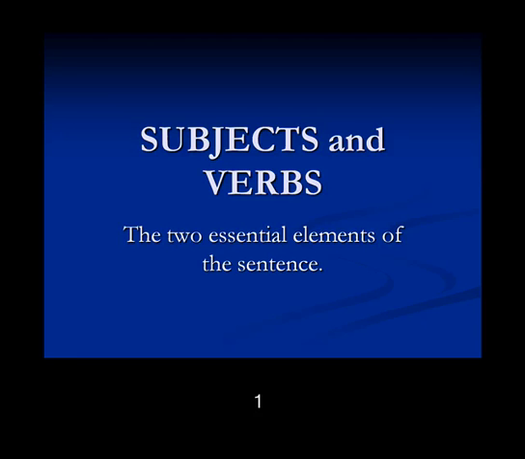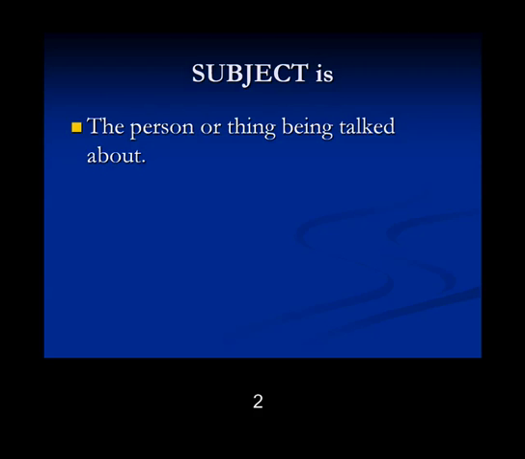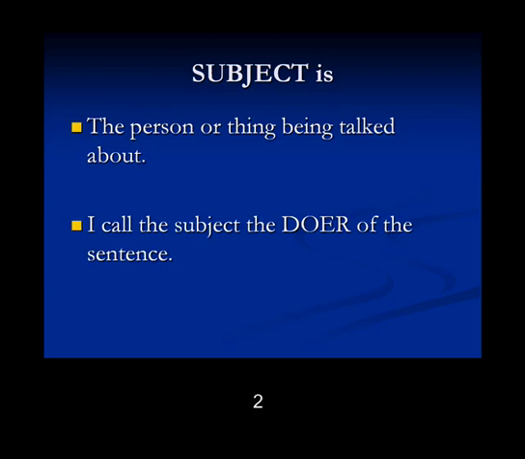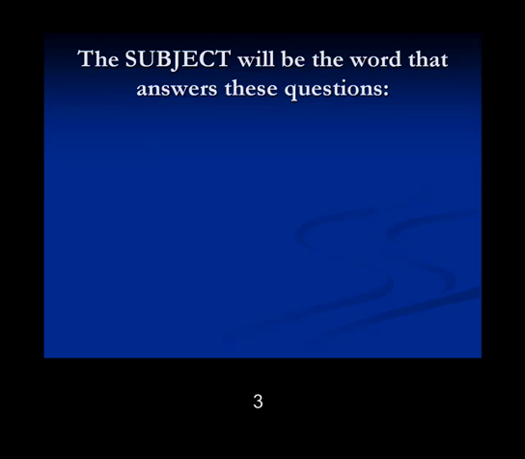This topic is about subjects and verbs, which are the two essential elements of the sentence. First of all, the subject is the person or the thing that's being talked about in the sentence. I call it the subject, the doer of the sentence. Now the subject will be the word that answers these questions: Who or what does or did something?